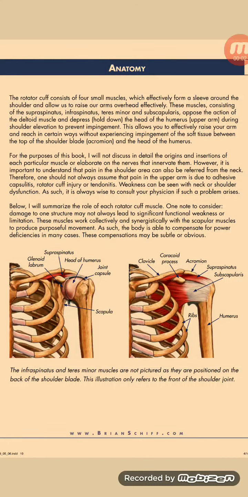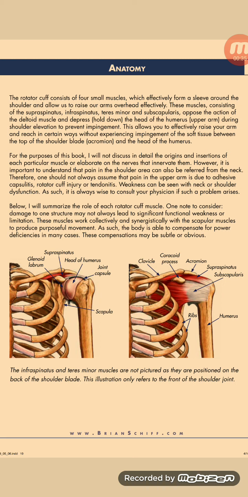Muscular shoulder anatomy. The rotator cuff consists of four small muscles which effectively form a sleeve around the shoulder and allow us to raise our arms overhead effectively. These muscles, consisting of the supraspinatus, infraspinatus, teres minor, and subscapularis, oppose the action of the deltoid muscle and depress, hold down the head of the humerus (upper arm) during shoulder elevation to prevent impingement.